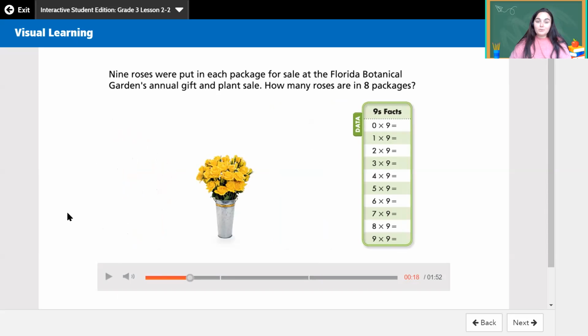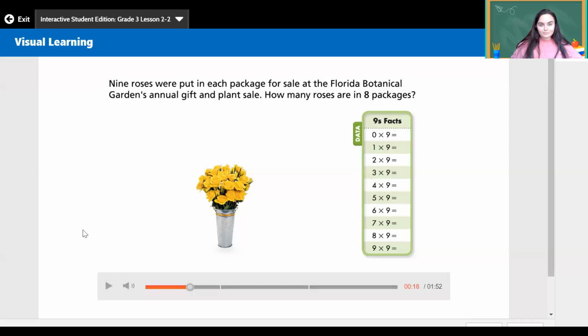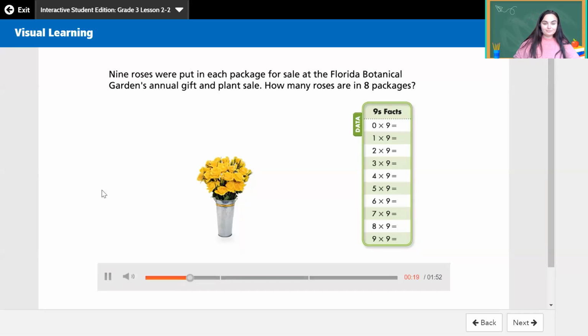Okay, it says 9 roses were put into each package for sale at the Florida Botanical Gardens annual gift and plant sale. How many roses are in 8 packages? Okay, so we know that there are 9 roses and 8 packages of those roses. Roses were put in each package for sale at the Florida Botanical Gardens annual gift and plant sale. How many roses are in 8 packages?